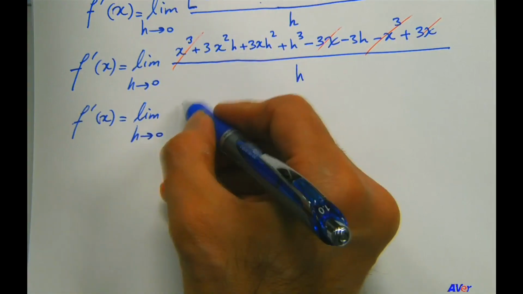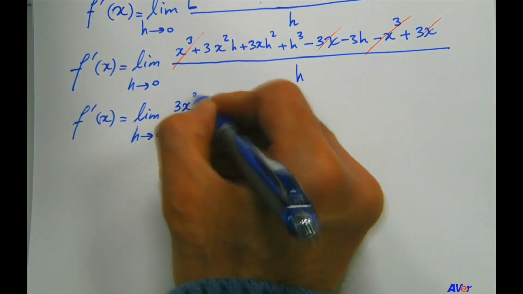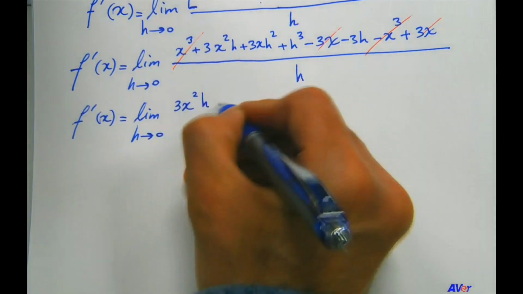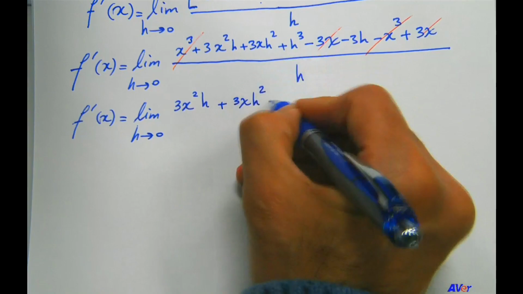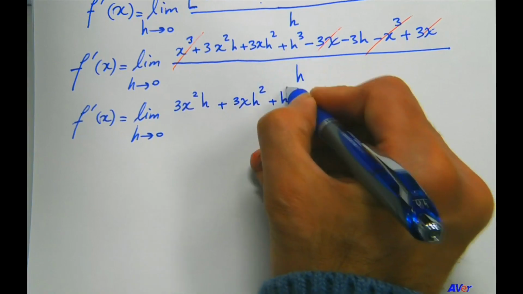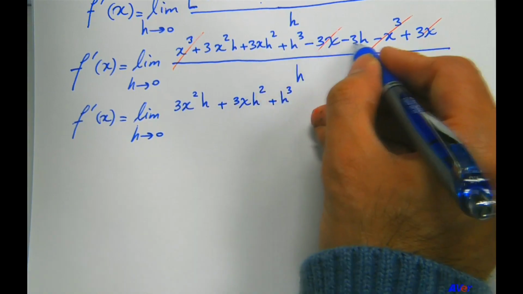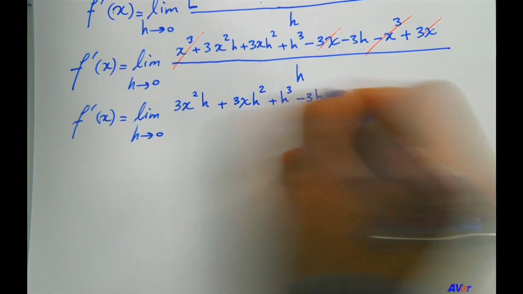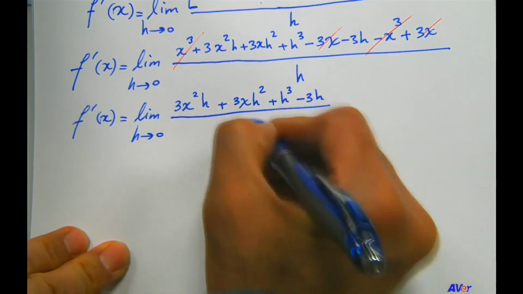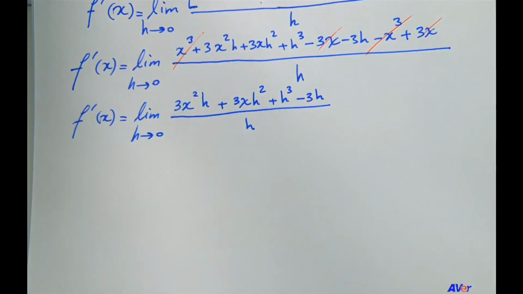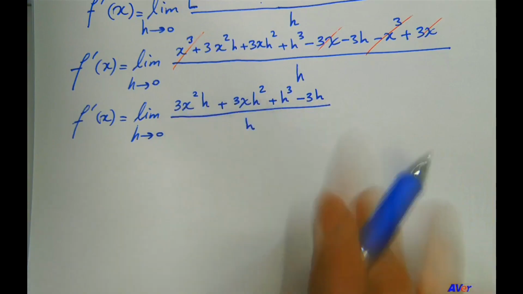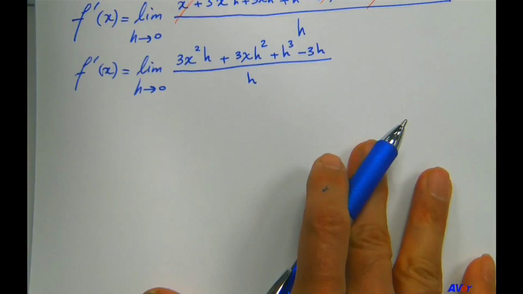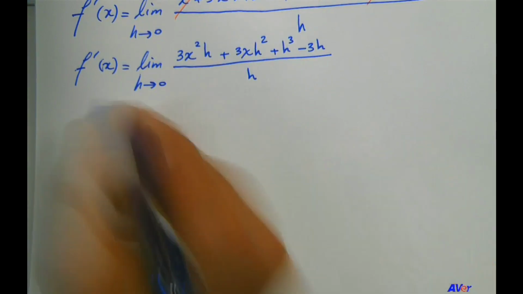So we have 3x squared h plus 3x h squared plus h cubed minus 3h, right? Divided by h. You know what the nice thing about this is? The h is present in every term in the numerator, so we can factor it out and then cancel it with this h, right? So let's do that.